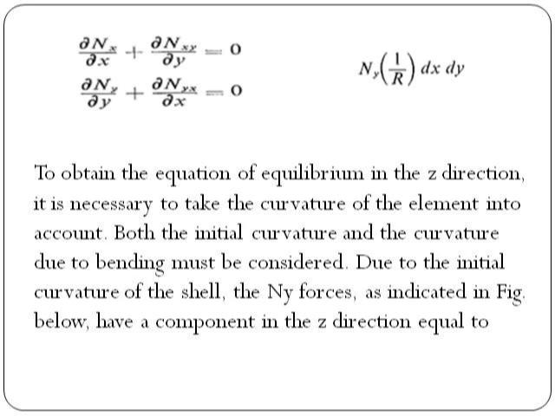So the equation of equilibrium in the x and y directions are considerably simplified if the curvature of the surface in these two directions, both initial and due to bending, is neglected. So we have to neglect this thing. Curvature of the surface we have to neglect. In other words, we assume that the transverse shear forces have negligible components in the x and y directions, and that the component of the in-plane forces in the direction are equal to the forces themselves.